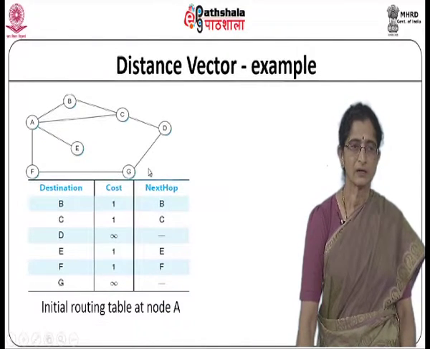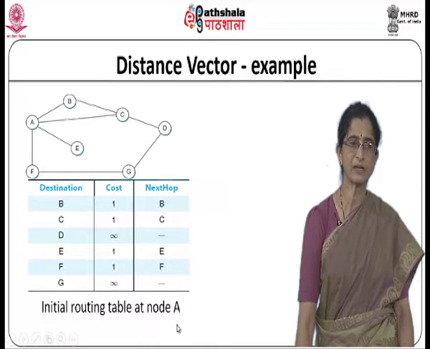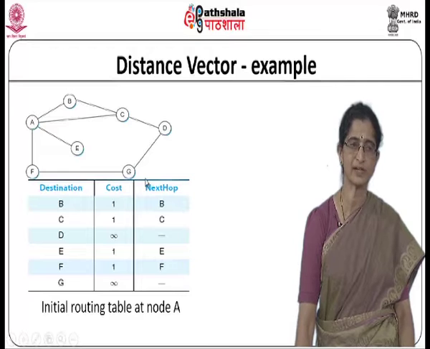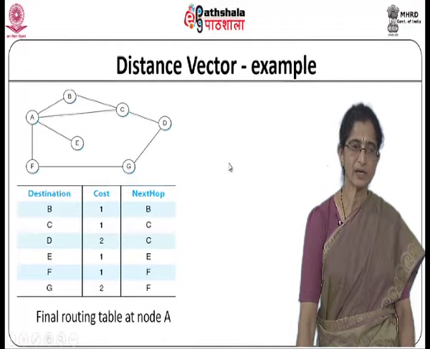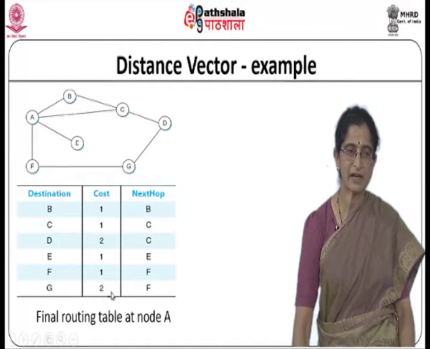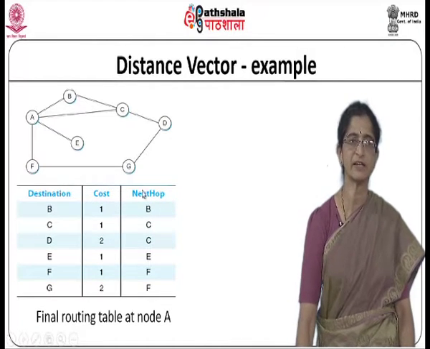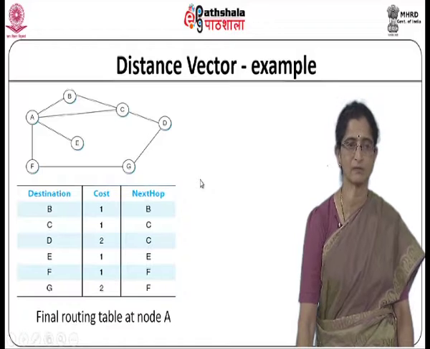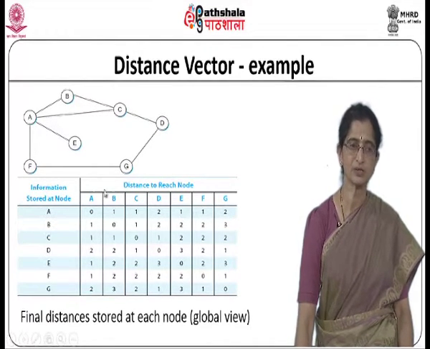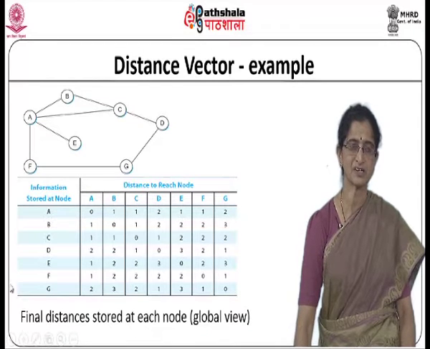Now, the initial routing table at node A will be like this, showing just its cost to its neighbors and who the next hop neighbors are. And the final routing table, after it has got all the information, will have this updated cost and the updated next hop information. This is basically how it will be. A similar thing will happen at each of the nodes, and you will see that this will be the final destination table that you get.